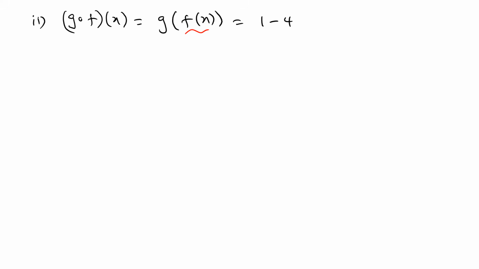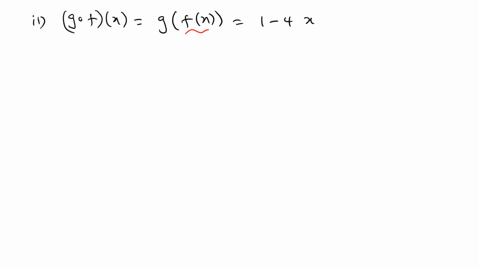Okay, so let's go to the next part. In part 2, we're going to find g circle f of x. By the definition, this is g of f(x). That means you're going to plug f(x) into the g function. If you do that, it is 1 minus 4, and you replace x by the f(x) function.